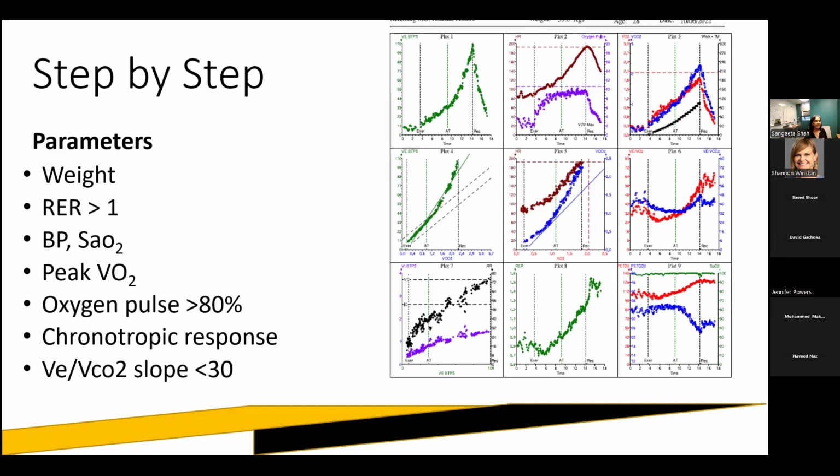Looking at chronotropic response, as well as VE/VCO2, which is how efficiently do you exhale the carbon dioxide that is formed? And you want a number less than 30.